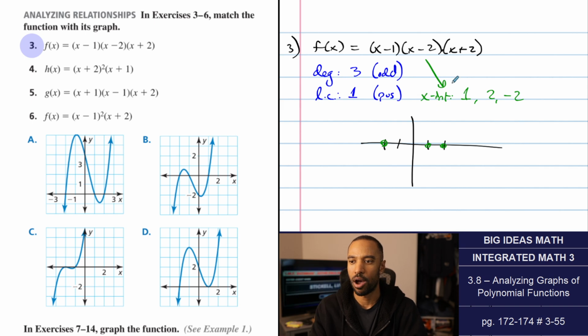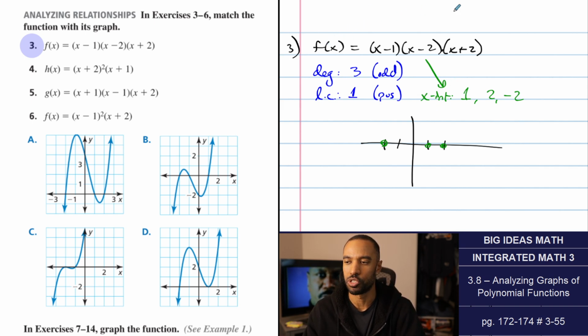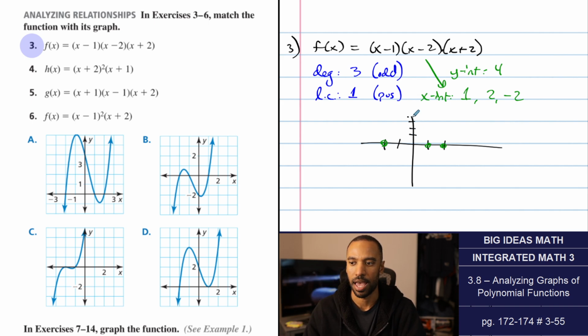If you wanted to know about the y-intercept, you would substitute 0 for x. 0 minus 1 is negative 1. 0 minus 2 is negative 2. 0 plus 2 is 2. Negative 1 times negative 2 is 2, times 2 is 4. So this thing would touch up at 4 like this. And this can help complete your graph.